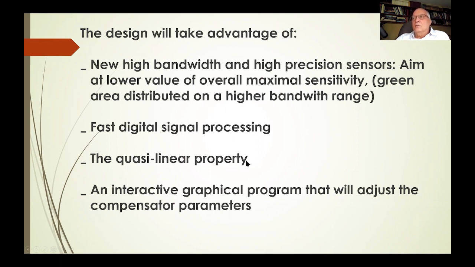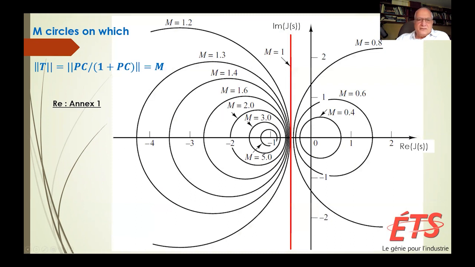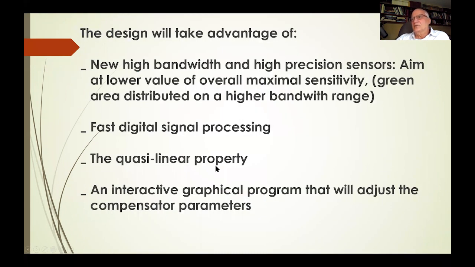And then there's a magic property to this. It's called the quasilinear property. Okay, the quasilinear property is very important here, and I explain in a moment what it is. What I mean by quasilinear, that means that the gain and the poles are related somehow, are interdependent.